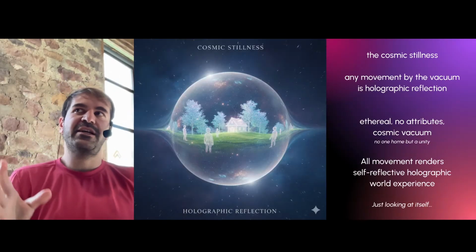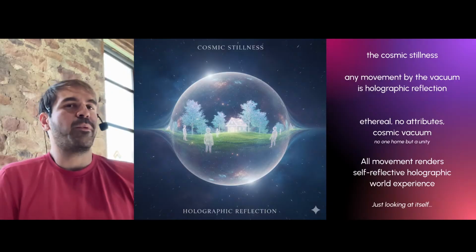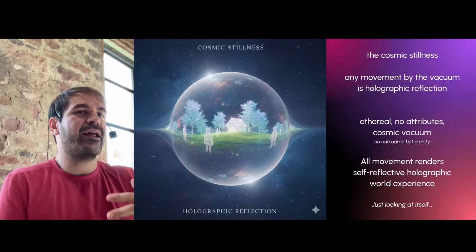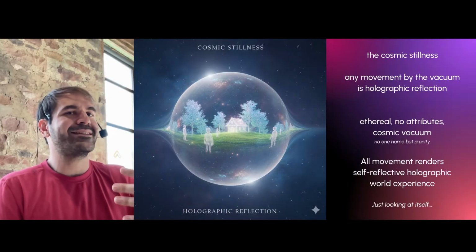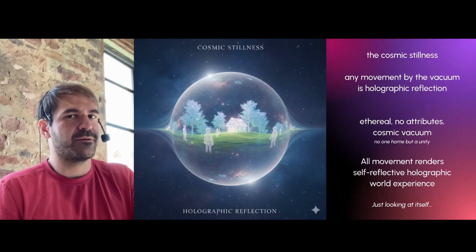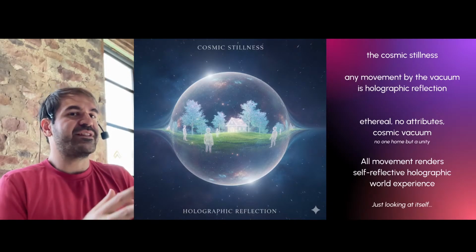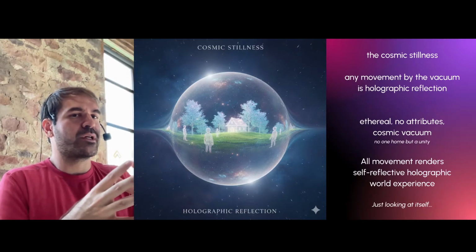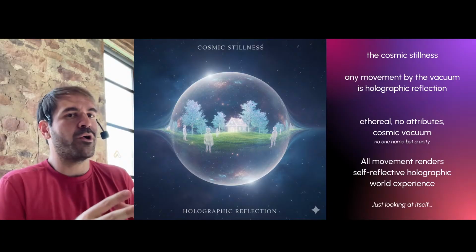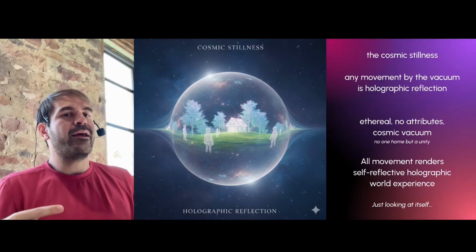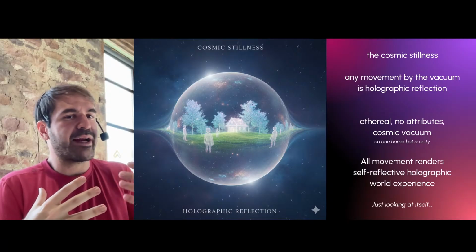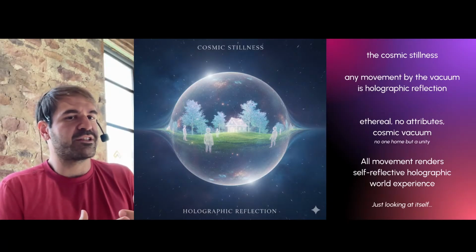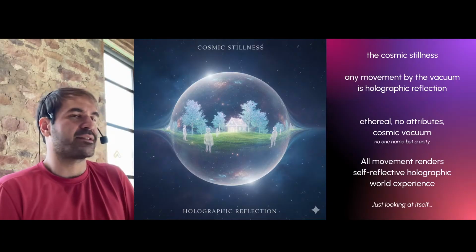So take an example like this visual, okay? You have this cosmic stillness, and then any moment, any movement by the vacuum is a holographic reflection. So this ethereal, no-attribute cosmic vacuum, where there's no one home but a unity, all of its movement is rendering a self-reflective, holographic, worldly experience, and it's always just looking at itself.